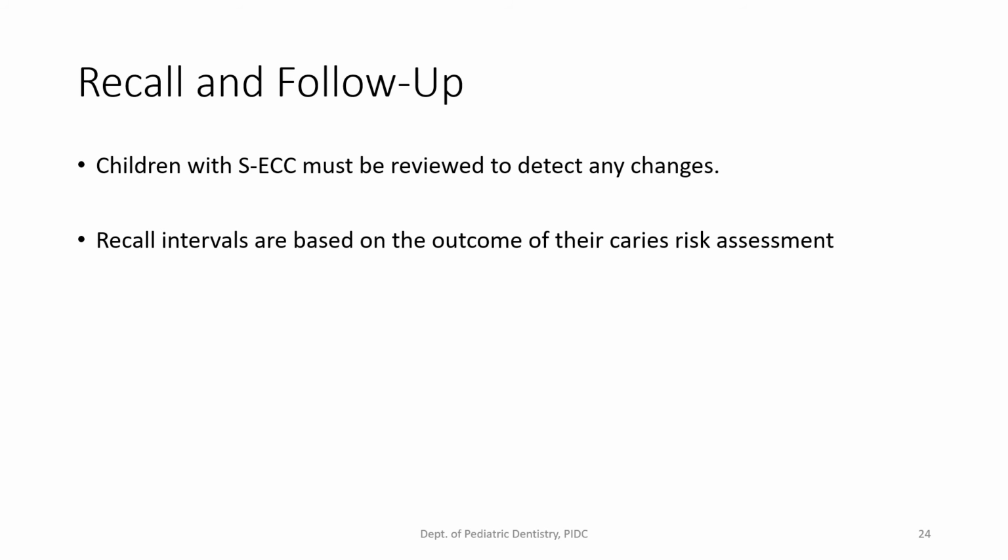Recall and follow up. Children with severe early childhood caries must be reviewed to detect any changes in the restoration that you have placed and in the development of any white spot lesions. Okay, so you need to do active surveillance, and how often you should do active surveillance really depends on the caries risk assessment. A child who has a high caries risk has to be called every 3 to 6 months. A child who is on moderate caries risk has to be called every 6 to 12 months. And a child who is on low caries risk can be called once in 12 months anytime. Okay, so your recall visit is based on this.